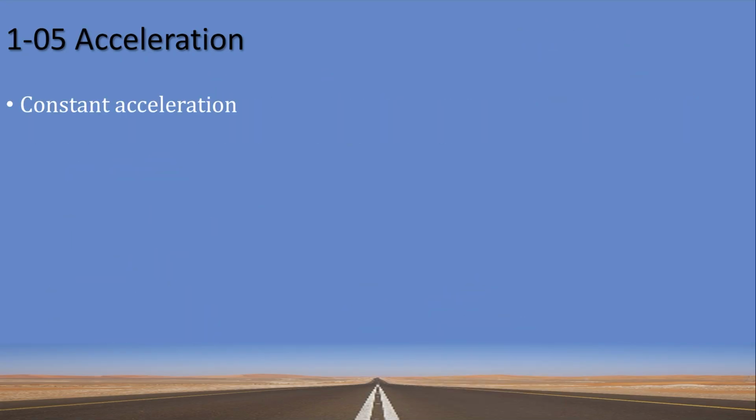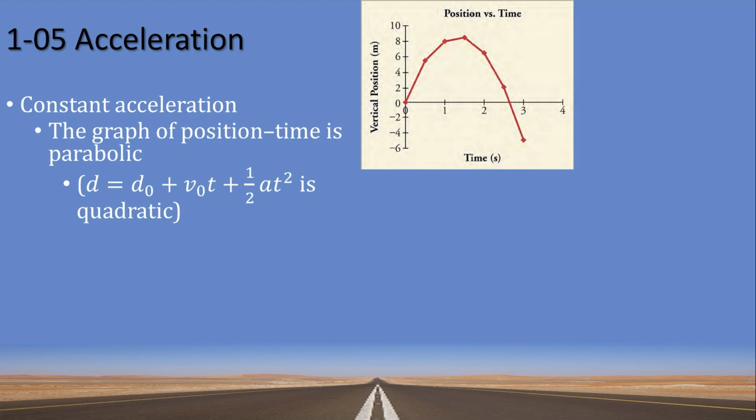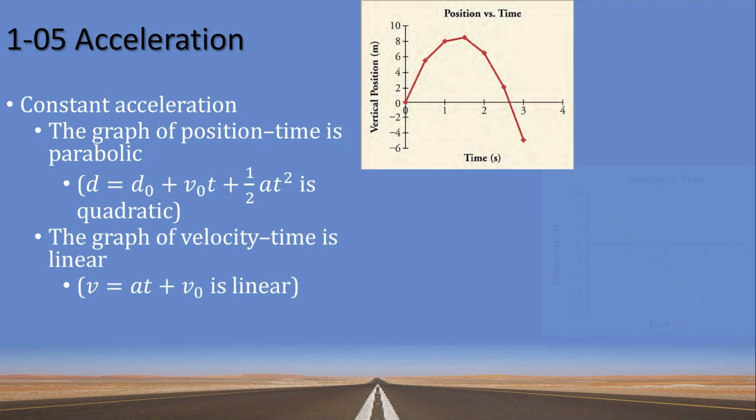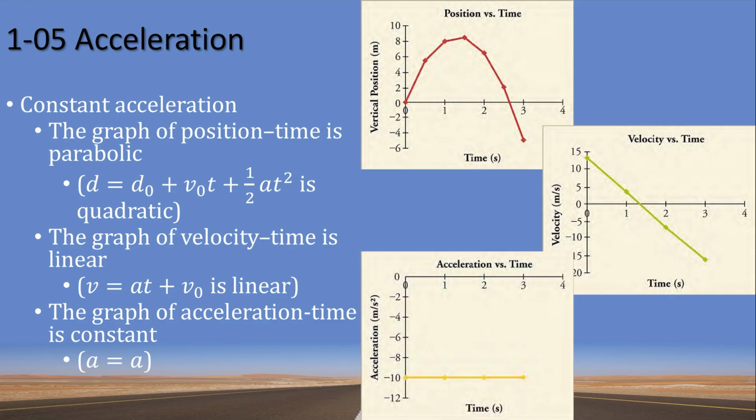Often things have constant acceleration or near constant acceleration. If there is constant acceleration, the graph of position versus time is parabolic. And you end up with a nice quadratic equation. The graph of velocity versus time is linear because the acceleration is always the same. It means the slope has to always be the same. And the graph of acceleration versus time is constant because the acceleration is constant.